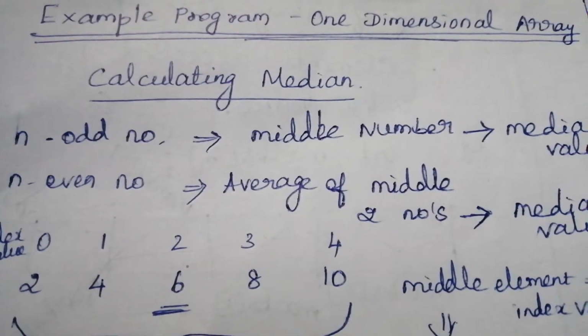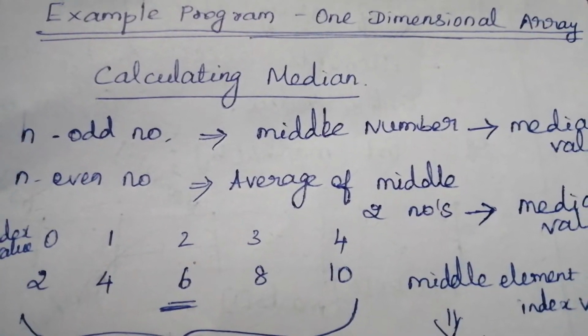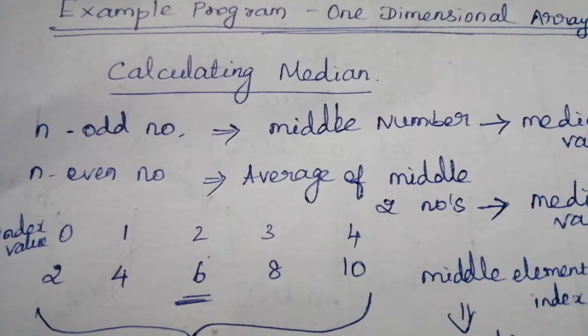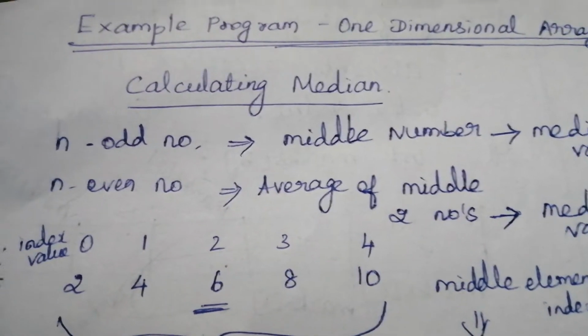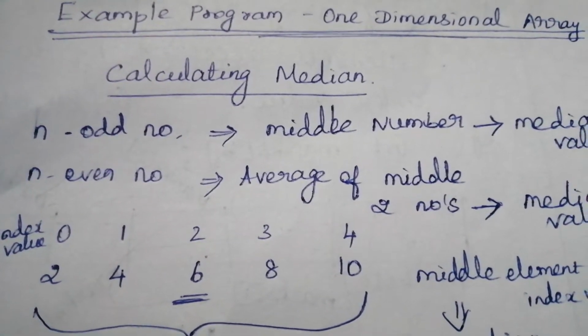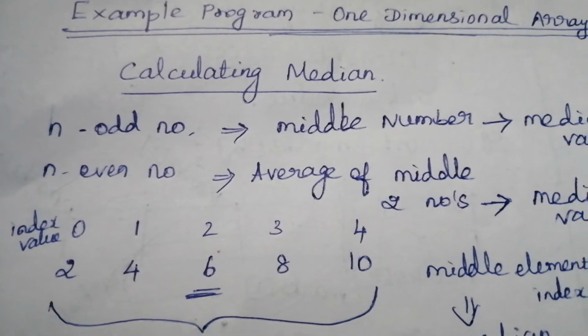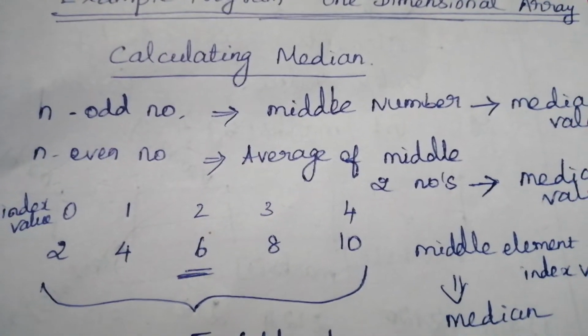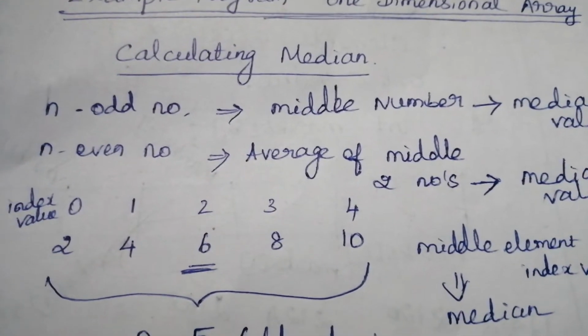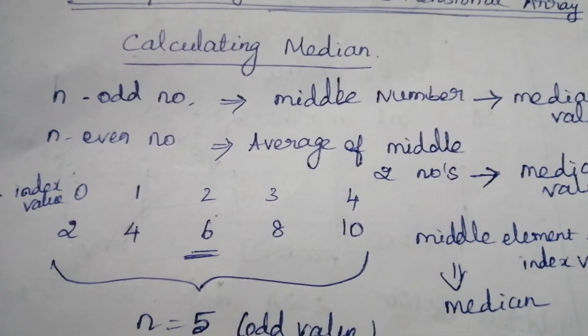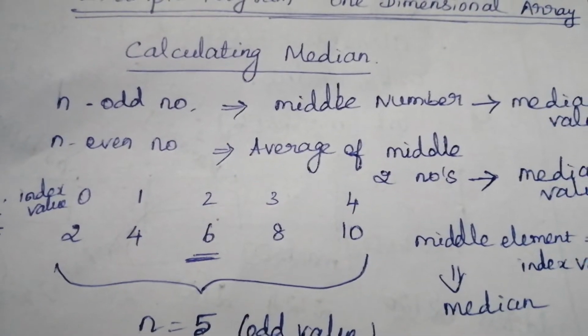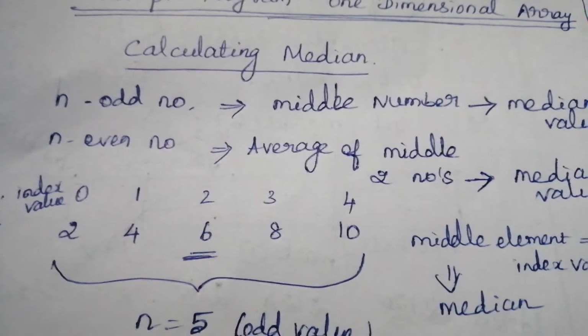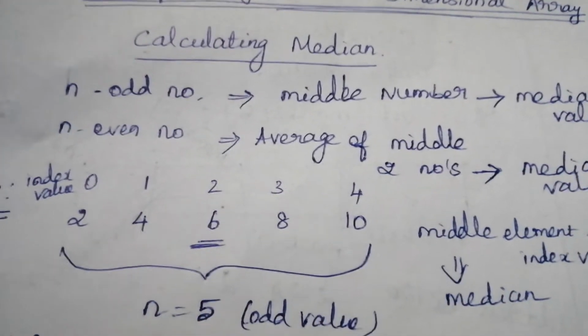Dear all, in this video lecture, I am going to discuss how to write a C program to calculate median. This is the example program for a one-dimensional array. Before writing the C program, we have to know about the logic involved in the calculation of median. Consider I have a given collection of numbers. The total number count is n.